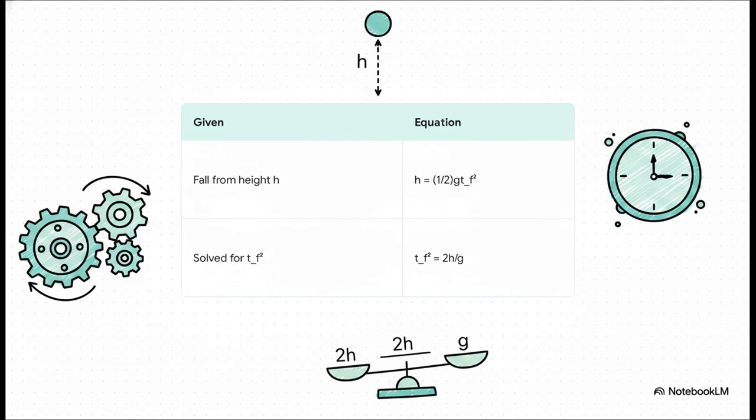But wait, before we integrate, we need to know what our limits are. We need to know how long this ball is actually falling. So we just pull out our basic kinematics equation for free fall from height h. We can rearrange that to get an expression for the final time squared. And here's a little trick. We don't actually need the final time itself, just tf squared, which is simply 2h over g. Let's just tuck that away for a second. We'll need it for the final step.